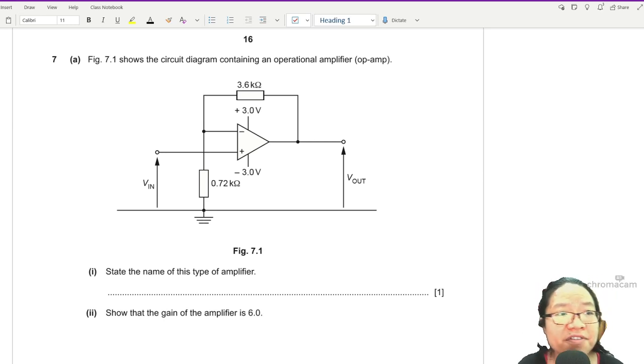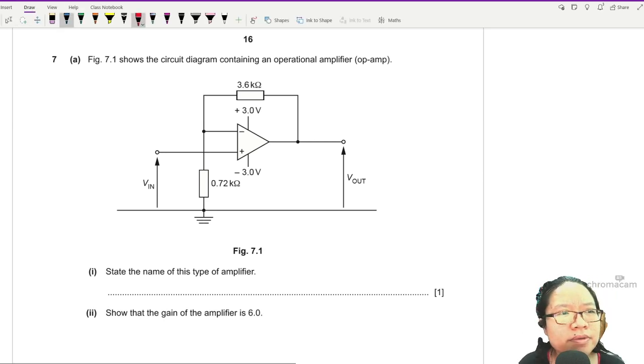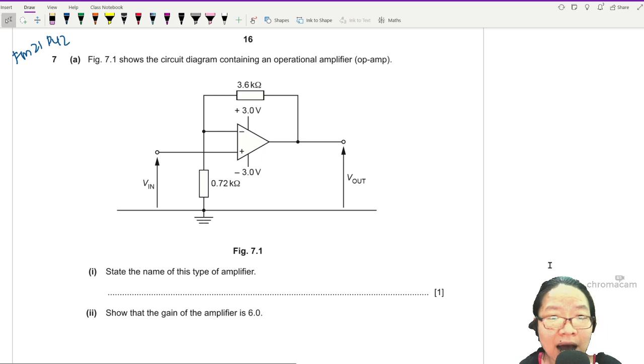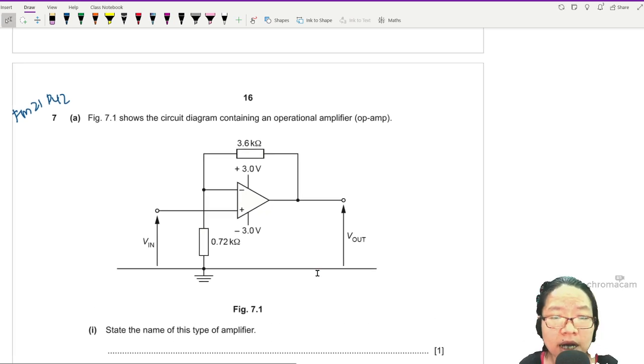This is FM21, paper 42, question 7. And this is a question about operational amplifier. So 2021 will be the last year where op-amps are asked in the A-level syllabus. It is being phased out by CIE.